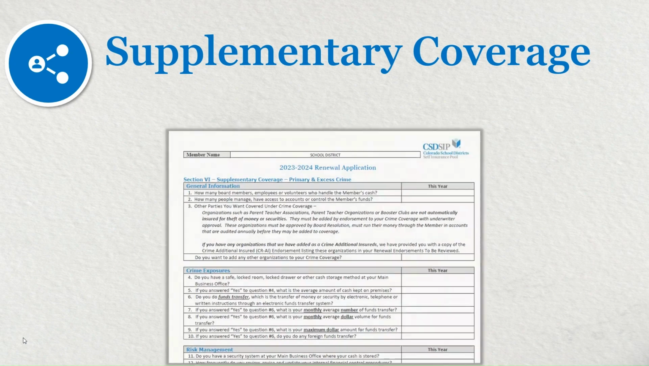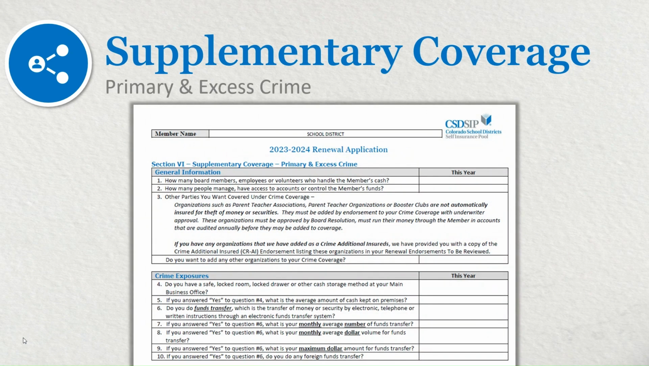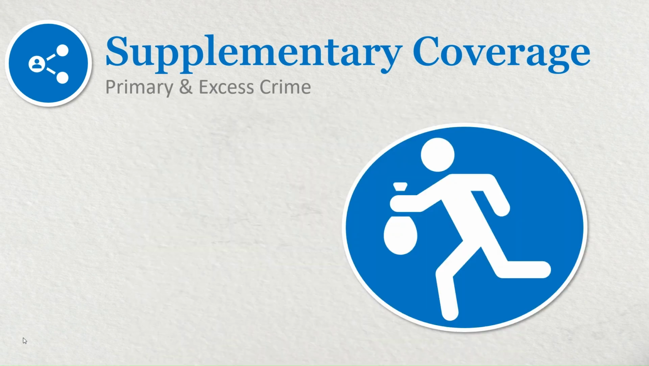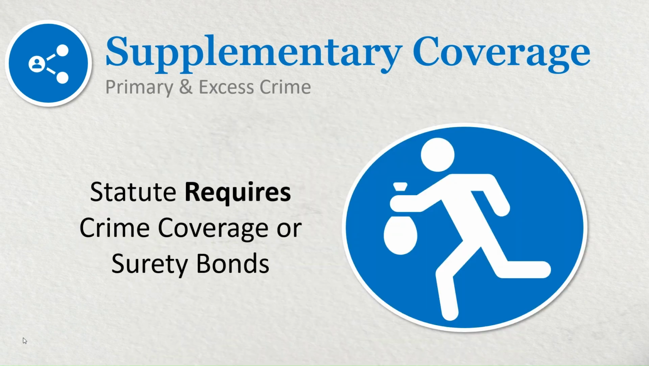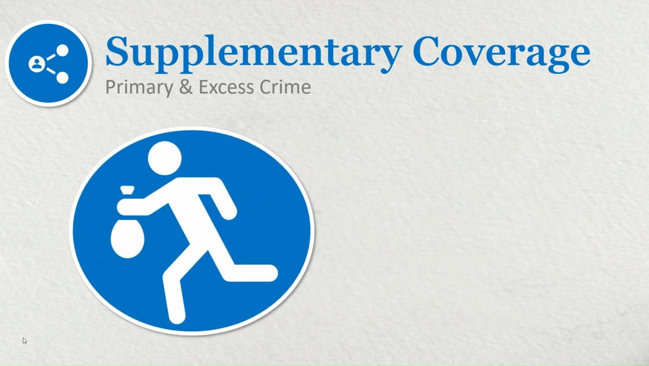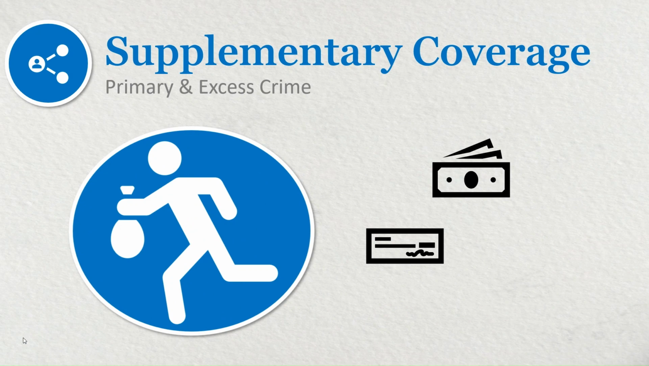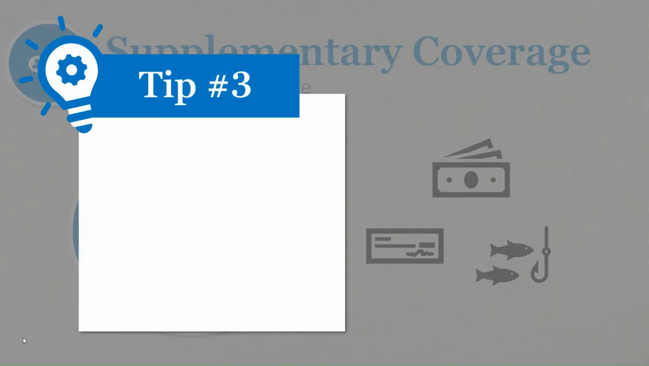Supplementary coverage application, primary and excess crime. Crime coverage provides coverage for the theft of money and securities. State statute requires you to carry either crime coverage or surety bonds. With coverage for losses like employee embezzlement, theft of funds, and phishing schemes, why would you not want to have crime coverage?